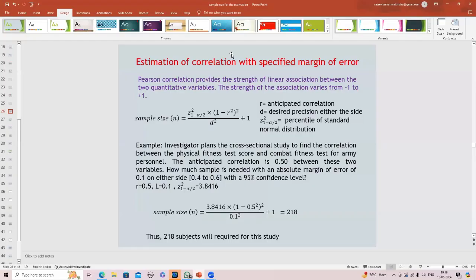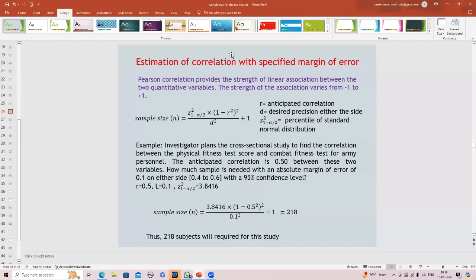Thank you. Hello, sir. If we are calculating the correlation and we are not getting any previous study citing the correlation, can we do it with the prevalence formula? For this estimation, generally we consider 0.3 as a mild to moderate correlation. So if no correlation is available, you can take 0.3 or 0.4 for the correlation. Below 0.3 is not a correlation.